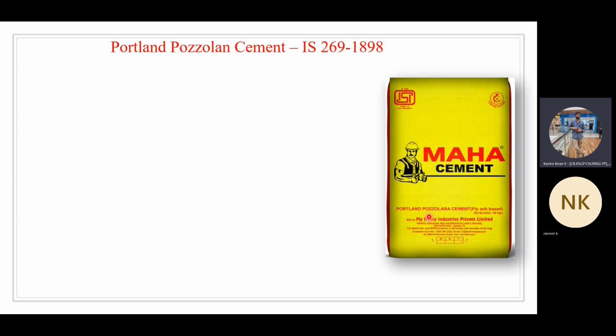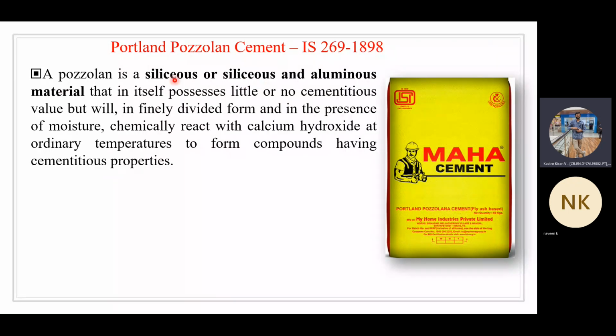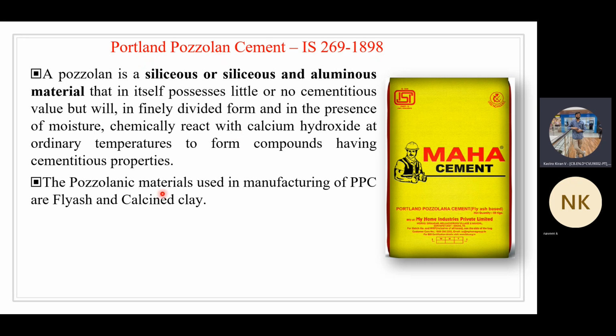It is siliceous, which means it contains a certain amount of silica material, or it can also contain silica material along with aluminous material. It can contain any one: only silica material, or silica material as well as alumina material. When you add such products to cement, it is called a pozzolana, and that is why we call it Portland Pozzolana cement. The pozzolanic materials used in the manufacturing of PPC are generally classified as one, calcined clay, and the second one, fly ash. That's one type of cement, that is PPC.